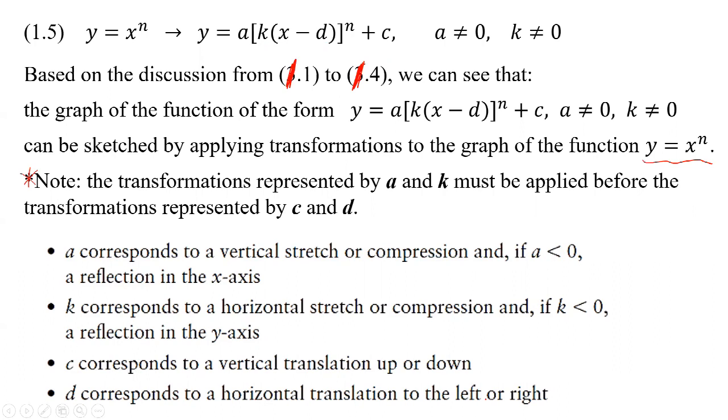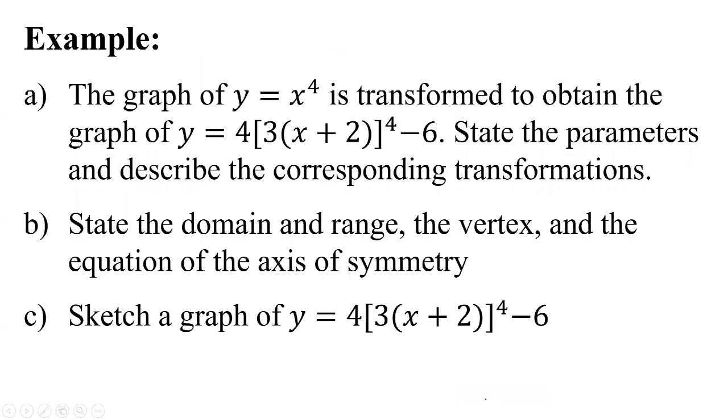All right. So following this, let's see an example. Suppose the graph of y equals x to the 4th is transformed to obtain the graph of the new function here. State the parameters and describe the corresponding transformations. State the domain and range, the vertex, and the equation of the axis of symmetry, and sketch a graph of the new function. Okay, so let's answer these questions one by one.